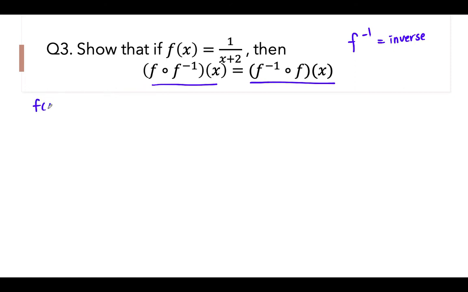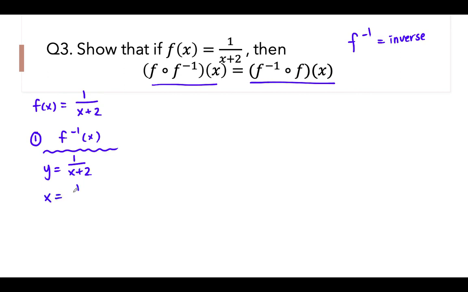Now let's start with f of x. Let me rewrite this. f of x is equal to 1 over x plus 2. So let's start with the first statement, which is finding f inverse. First, to do the inverse, I'm going to replace f of x with y. That's always your first step for finding an inverse. Then I'm going to switch x and y, so x is equal to 1 over y plus 2.